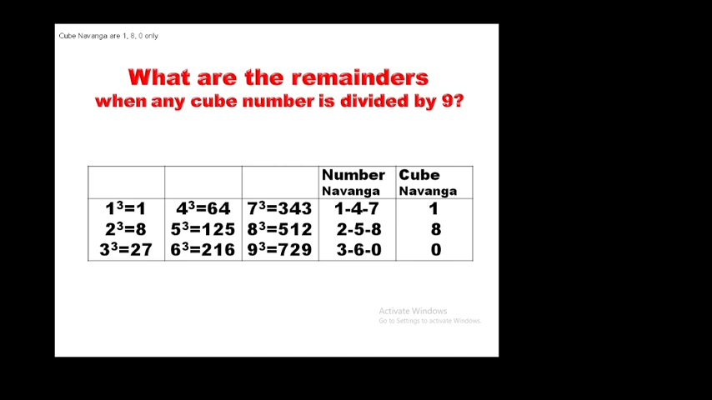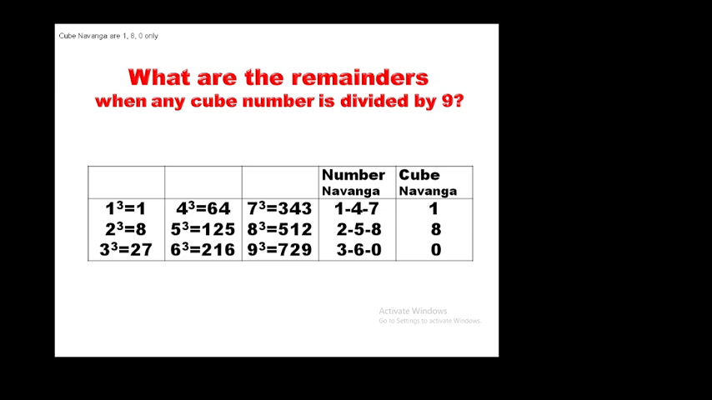How do you find it? Either you can divide by 9 or you can add the digits. 3 plus 4, 7, plus 3, 10. 10 means 1, 1 plus 0 is 1. Like that, what is the remainder for 8 cube? 8 cube, 8 into 8 into 8, 512. When you divide by 9, what is the remainder?